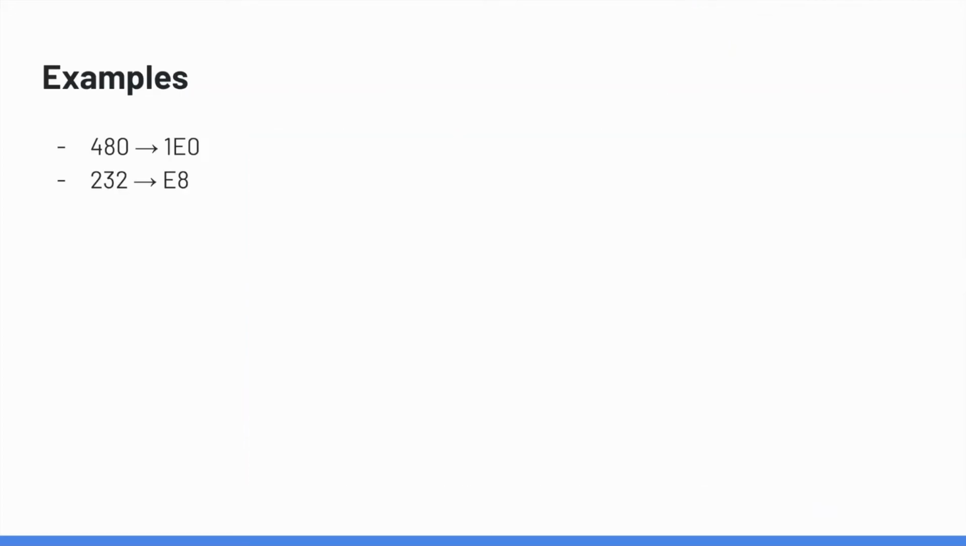So naturally, here we've got a few more examples to solidify our understanding of these concepts. So we have 480, and we want to convert this to hex. So we're going to go to 16 to the power of 2, 16 to the power of 1, and 16 to the power of 0.